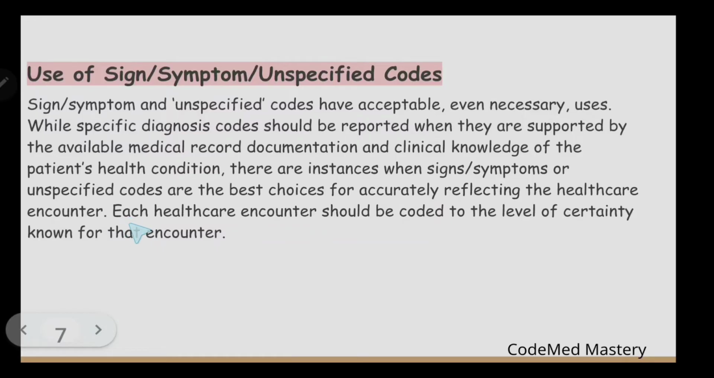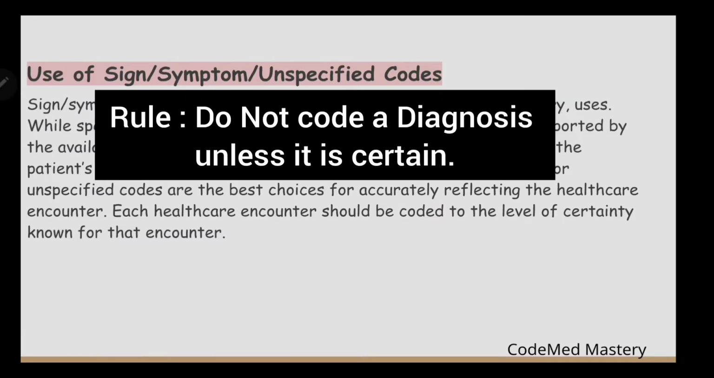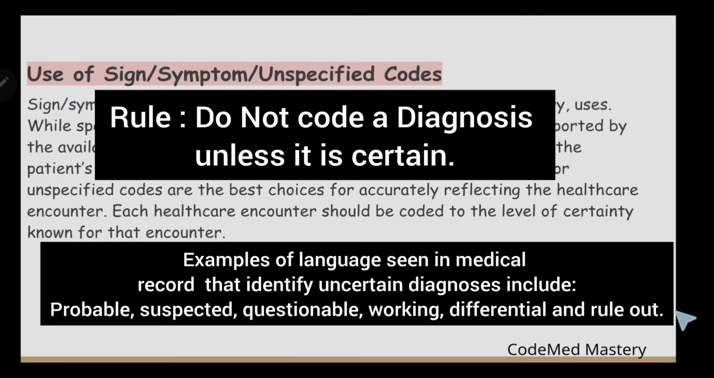Next is use of sign, symptom and unspecified codes. Here they have mentioned each healthcare encounter should be coded to the level of certainty known for that encounter. The rule is do not code a diagnosis unless it is certain. Examples of language seen in medical record that identify uncertain diagnosis include probable, suspected, questionable, working, differential and rule out. So all these are uncertain diagnosis. So we should not code uncertain diagnosis.